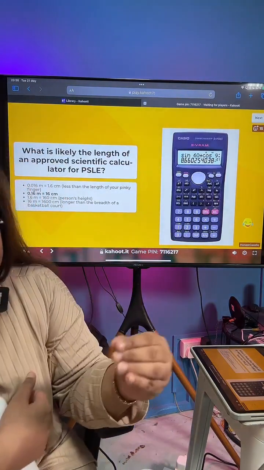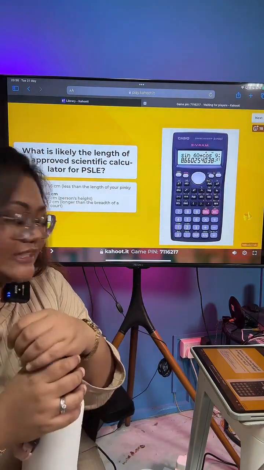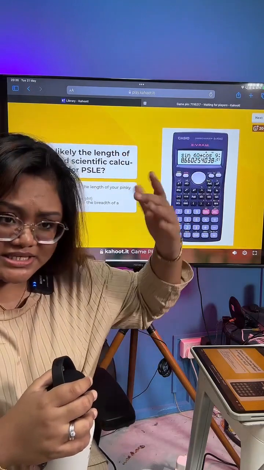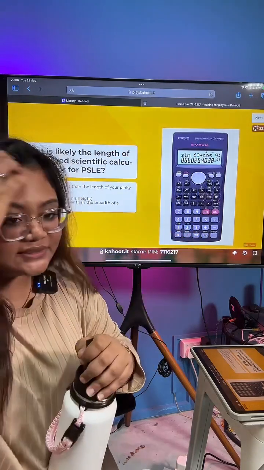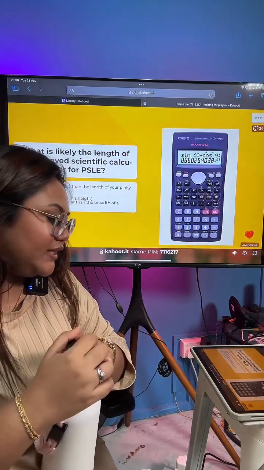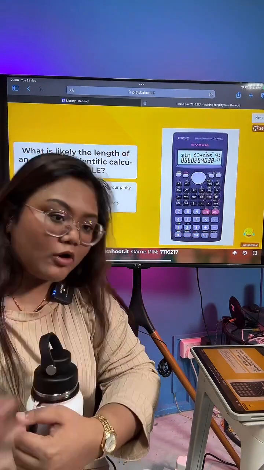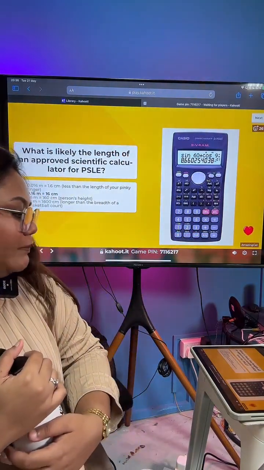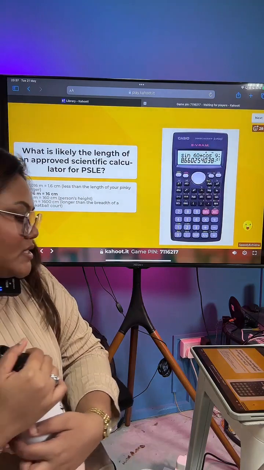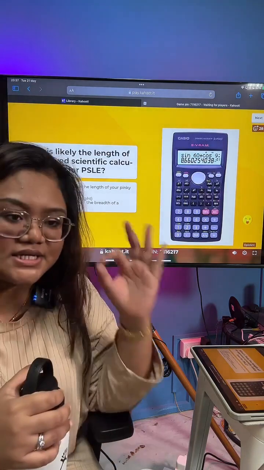0.16 is the same as 16 cm. 1.6 meters is like how tall a person is. That's too big of a calculator. 16 meters is even worse, it's like the breadth of a basketball court, even longer. So it cannot be 16 meters, okay? So it is 0.16 meters.